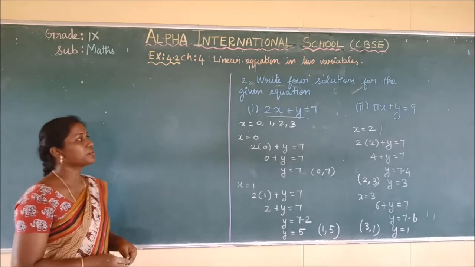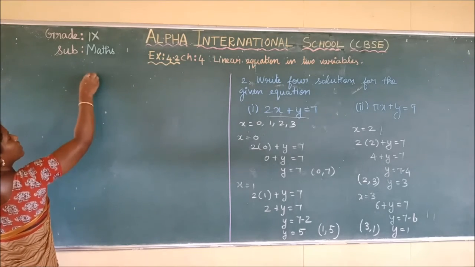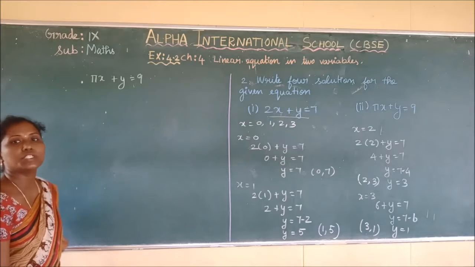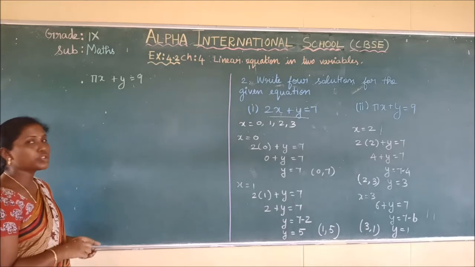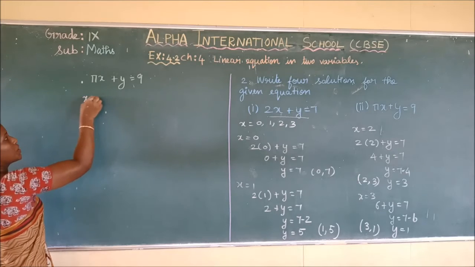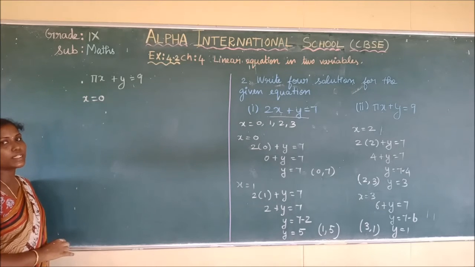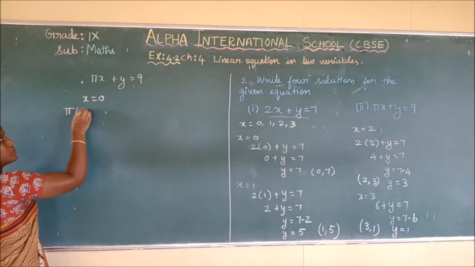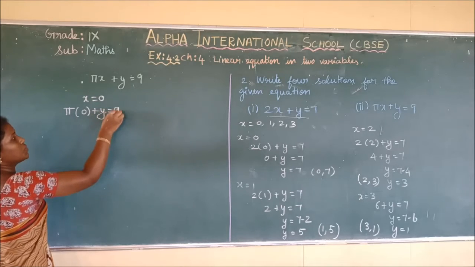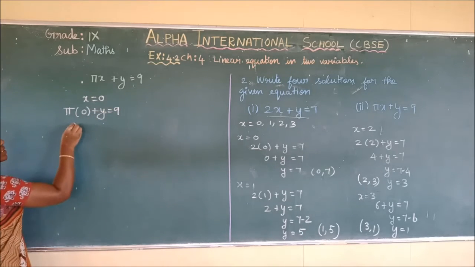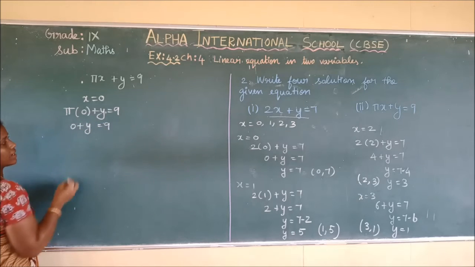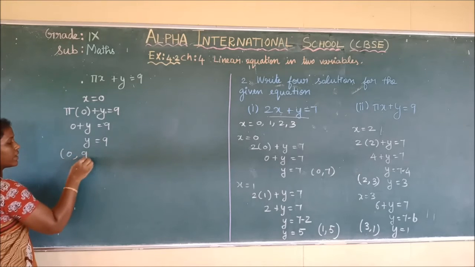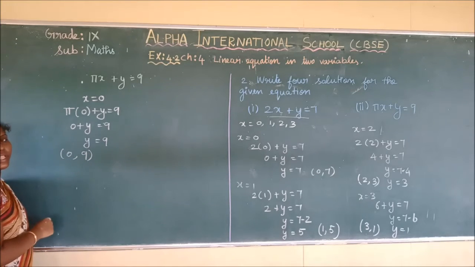Now see the second subdivision, children. What is the second subdivision question? We are having pi x plus y is equal to 9. I am going to choose the x value here randomly. First x is equal to 0. If I take x is equal to 0, what will happen in this equation? Pi into 0 plus y is equal to 9. So pi into 0 is 0 plus y is equal to 9. That is y is equal to 9. So we got one of the solutions, 0, 9. If I take x is equal to 0, we got the value of y as 9.